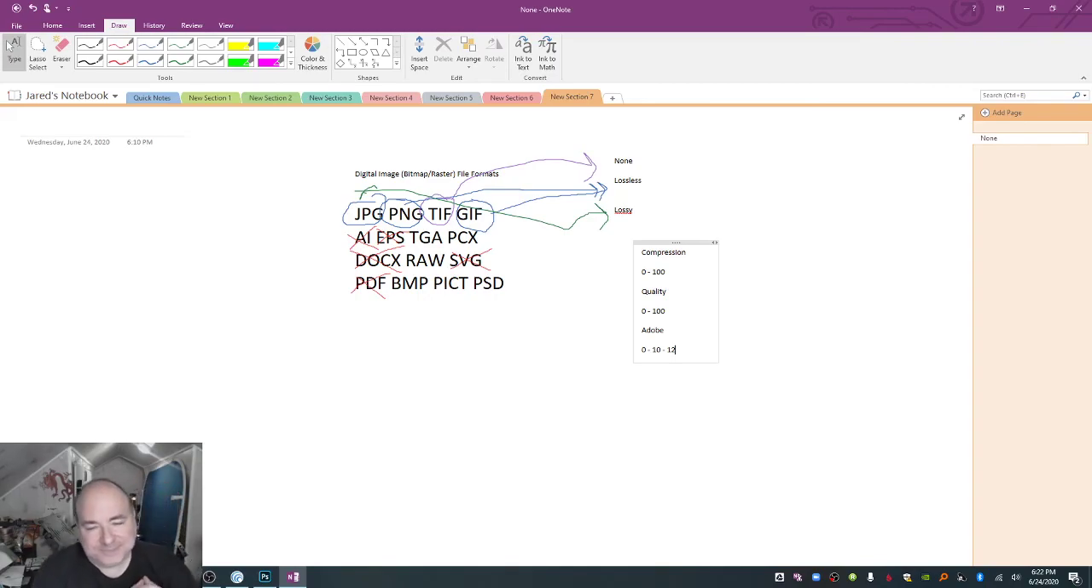Camera Raw. Camera Raw isn't really a digital image file format. It's actually the sensor data off of the camera. I'll explain how a digital camera works in the next video, and that will make a little more sense. But one last thing before I go.